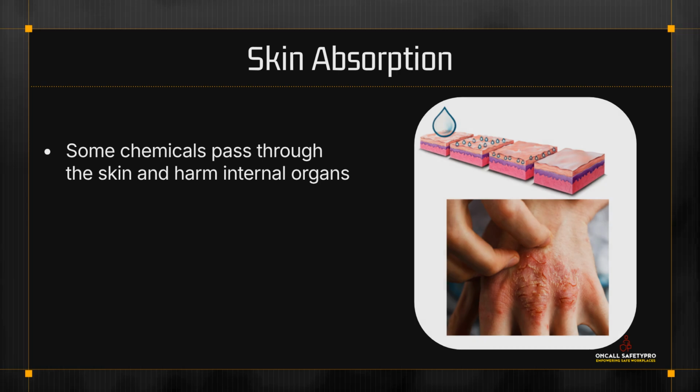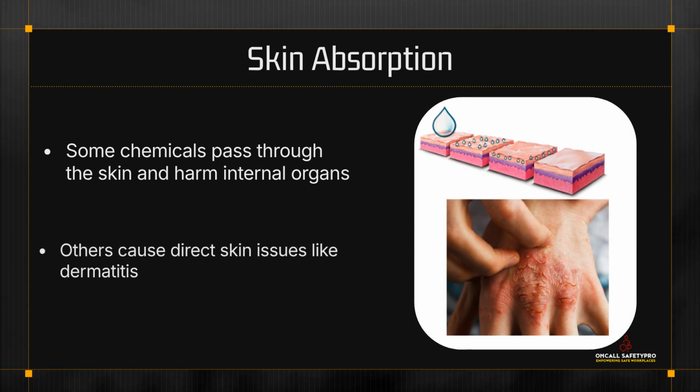Absorption happens when chemicals come into contact with the skin or eyes and are soaked into the body. Some chemicals can absorb through your skin and affect internal systems, while others cause local damage like irritation, rashes, or even chemical burns.